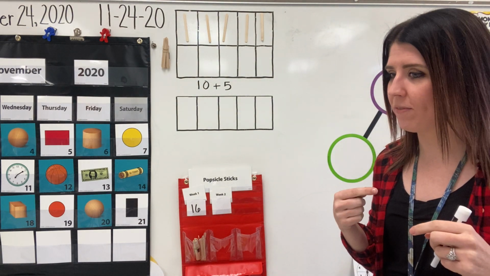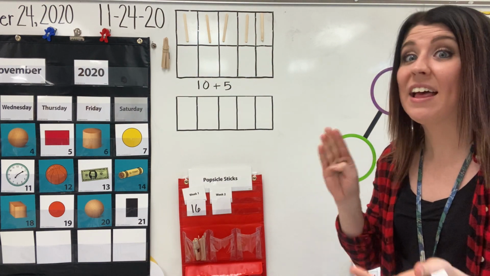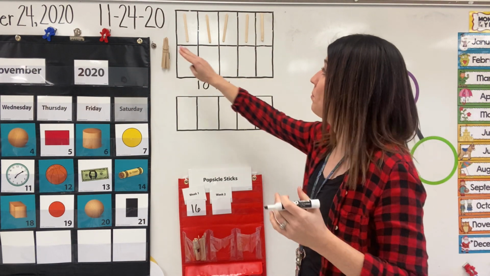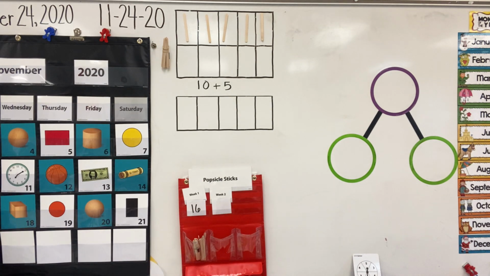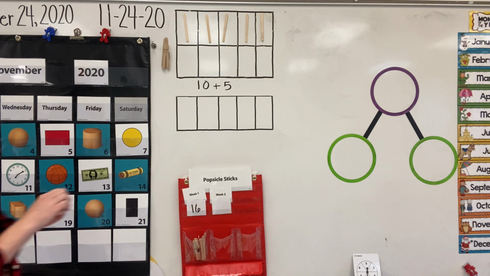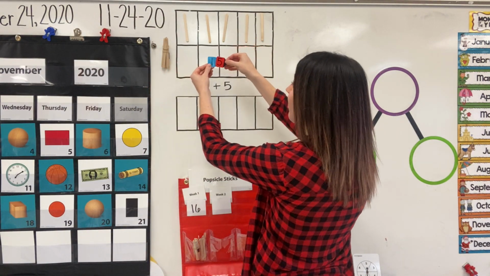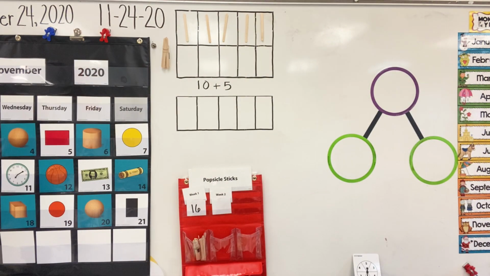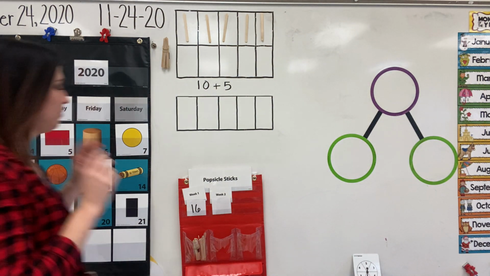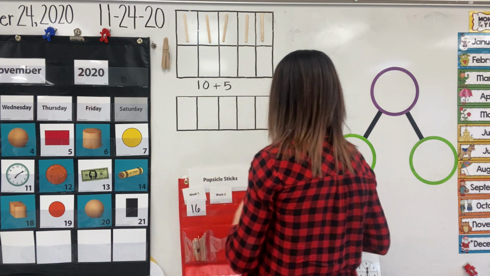Let's see, one group of 10. 1, 10, that's a teen. Which teen would be made of 10 and 5? Anybody know? 15. 15 is made of 10 and 5. So, we had 15 for week 2. I'm going to write that on here.